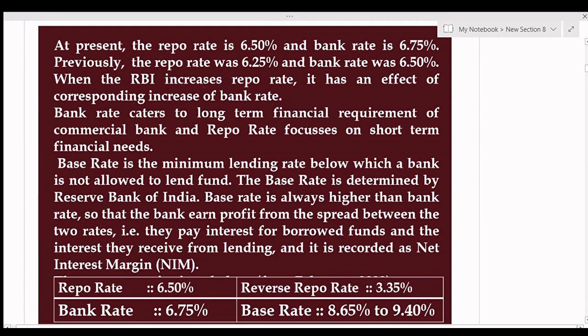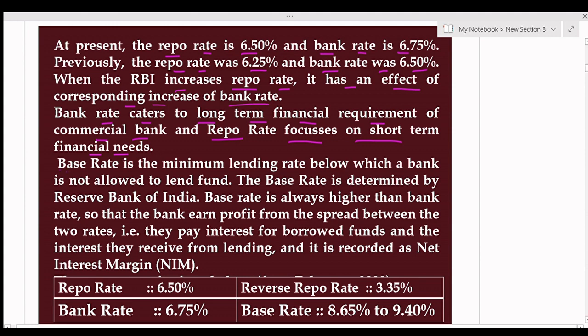At present, repo rate is 6.50% and bank rate is 6.75%. Previously, the repo rate was 6.25% and bank rate was 6.50%. When RBI increases repo rate, it has the effect of a corresponding increase of bank rate. Bank rate caters to the long-term financial requirement of commercial banks and repo rate focuses on short-term financial needs.